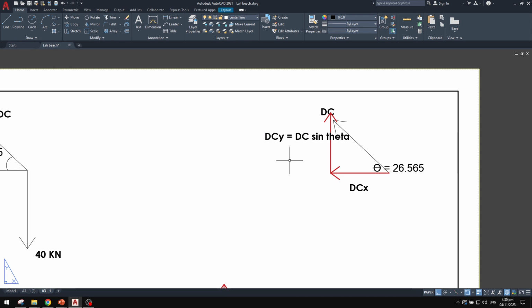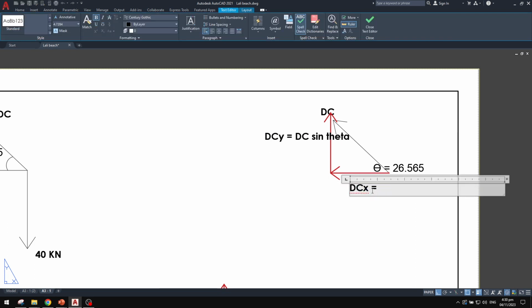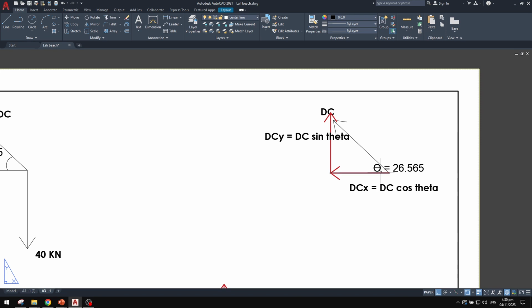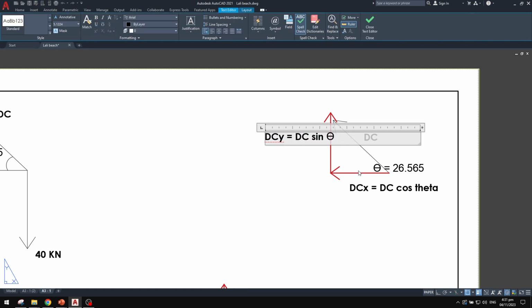That is another way of showing it. Same thing sa DCx. DCx is equal to DC cosine theta. Cosine ang gamiton because it's the adjacent side. Adjacent over hypotenuse. Hypotenuse ang DC in this case. Okay? I hope nasabtan. Something like that.